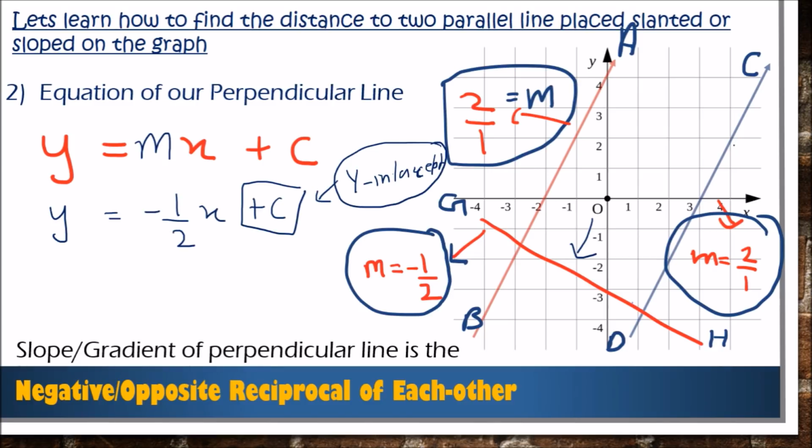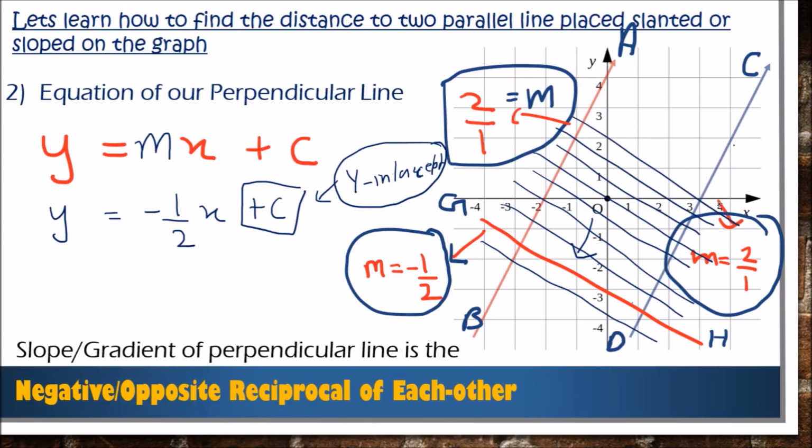Why? Because our line AB and CD are infinitely long. There is no cap on the distance or how far these two lines will travel, because lines have infinite distance. If these two lines have infinite distance, there will be an infinite amount of perpendicular lines intersecting these two parallel lines. Let's have a look. So our perpendicular line could be any line.